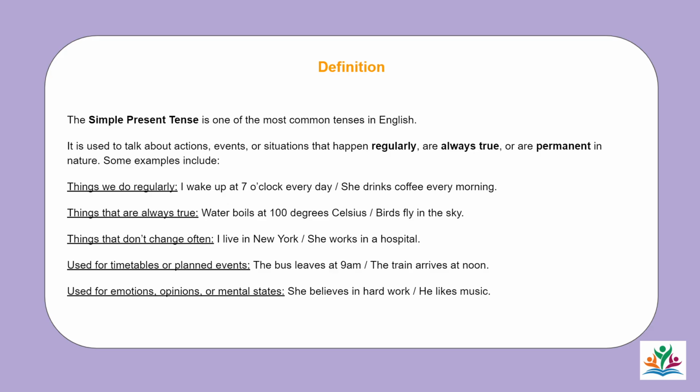Also used for timetables or planned events. For example, the bus leaves at 9 a.m., or the train arrives at noon. Also used for emotions, opinions, or mental states. For example, she believes in hard work, or he likes music. Again, if you noticed, we added an S at the end of the verb when we are talking about the subject he, she, and it.